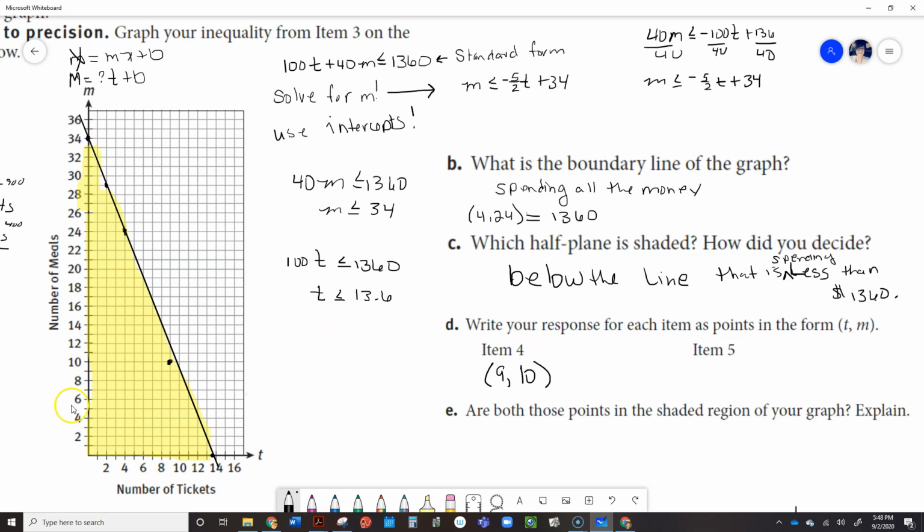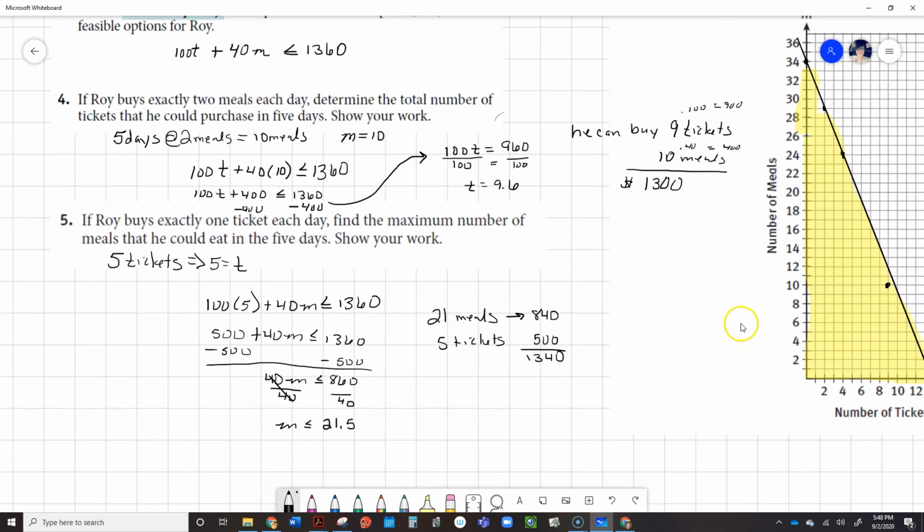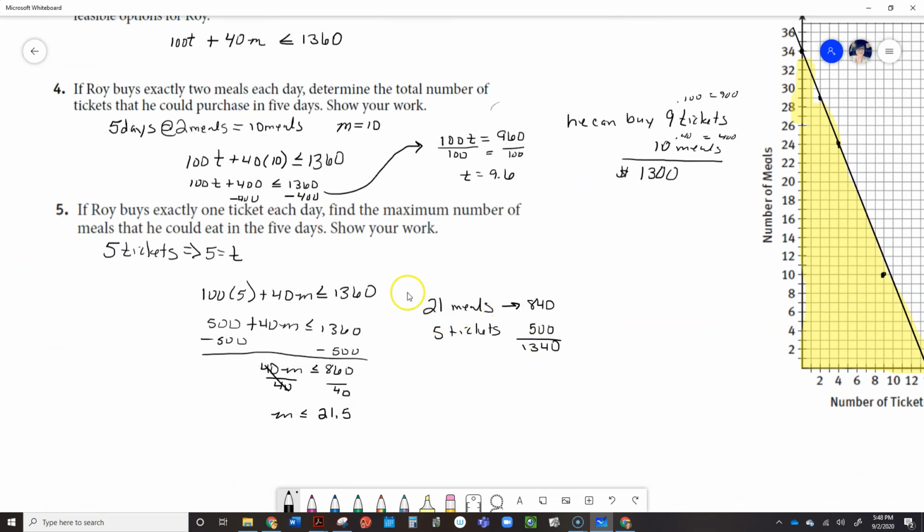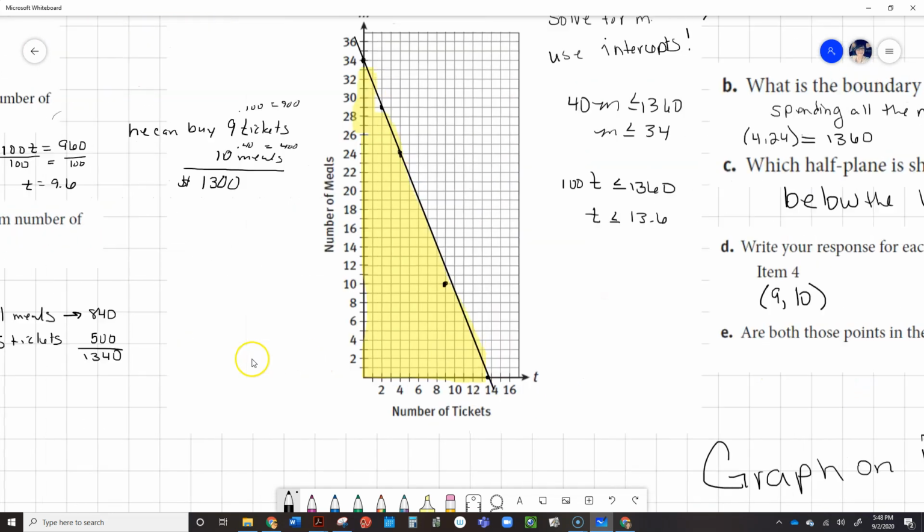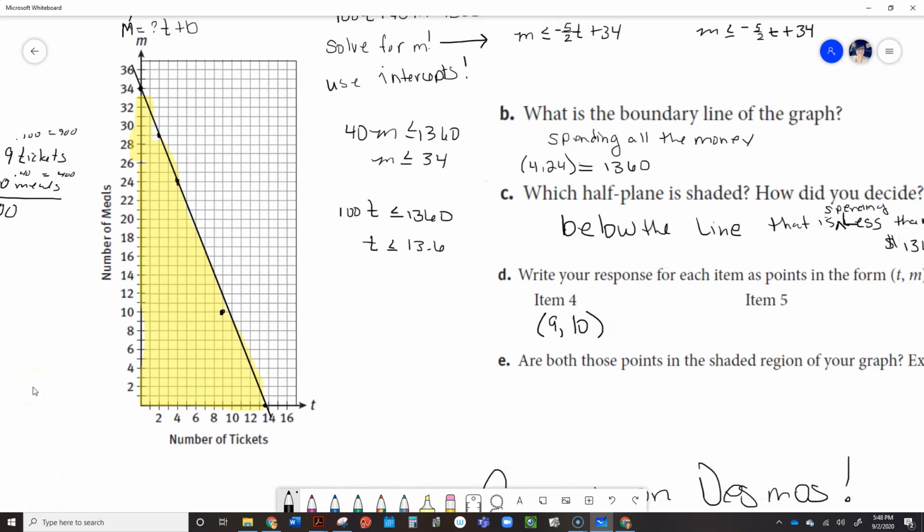And for problem number 5, what did we do? Problem number 5 said we could buy 5 tickets. We could eat 21 meals. And so if you go over here and plot that, you see 5 tickets, and we can go all the way up to 21. Boy, that's just barely under that line. This is the shaded, this is the graphical representation of it's feasible.